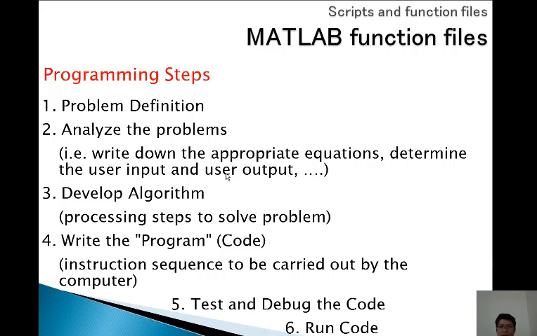Second, you need to analyze the problem. So you have to write out all of the appropriate equations and determine what kind of inputs and outputs you want. The third step is to develop the necessary algorithm, or processing steps, to solve your problem. The fourth step is to actually write the code. The fifth step is to test and debug your code, because honestly you cannot write anything that runs perfectly the first time. In order to do that, you have to write some test case scenarios, of course. The last step is to run your code for different cases.